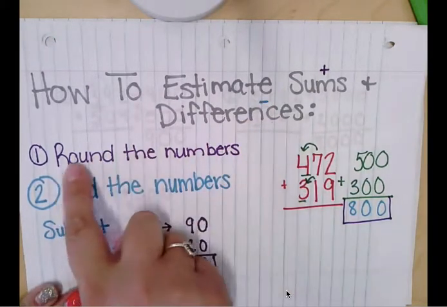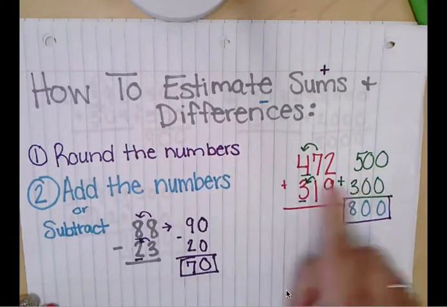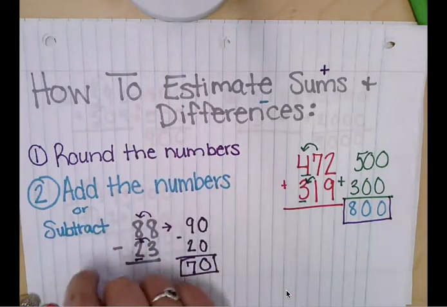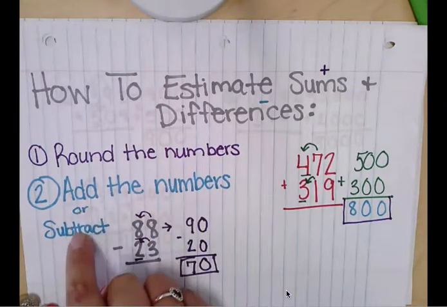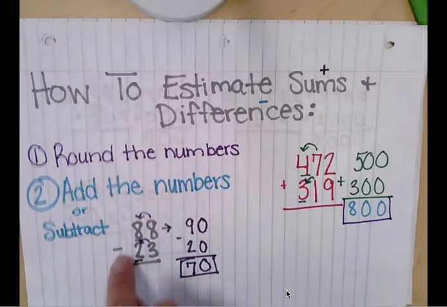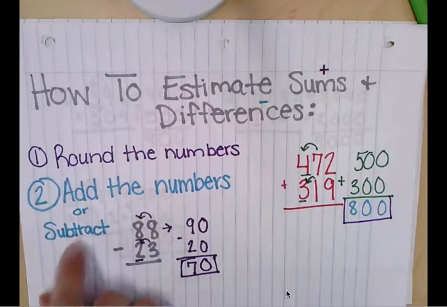Our first step was round the numbers. That's correct. We had to round our numbers first. Our second step, all we put yesterday was add the numbers. Today we need to go in and add or subtract, because we're supposed to do whatever it tells us to do, adding or subtracting. So pause the video and add or subtract, then meet me back here.